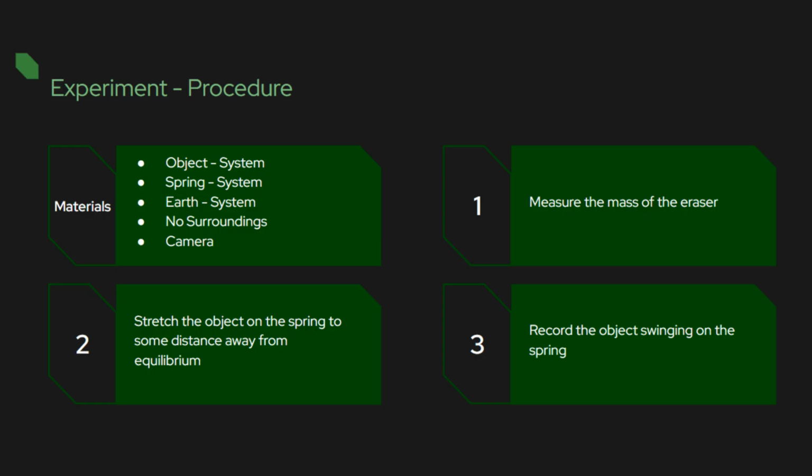Next up, the procedure. First, we need an object, a spring, and the earth, which are all part of our system. We have no surroundings in this, and we need a camera to record. Step 1, measure the mass of the object. Step 2, stretch the object on the spring to some distance away from the equilibrium point. And step 3, record the object swinging on the spring.